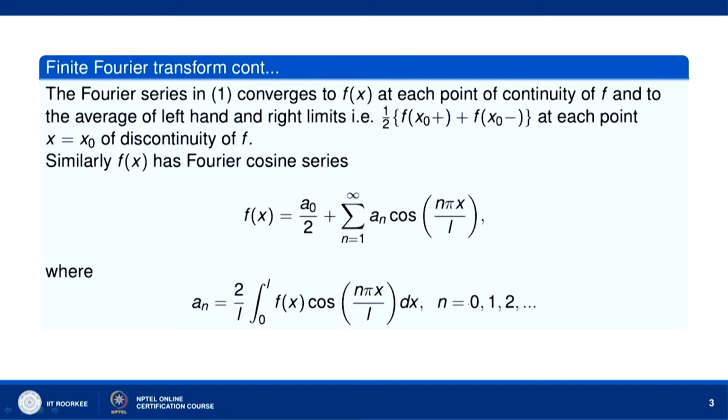When you take n equal to 0, you get the value of a_0, and for n equal to 1, 2, 3 you get the values of these coefficients a_n.